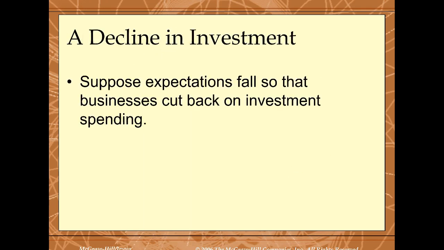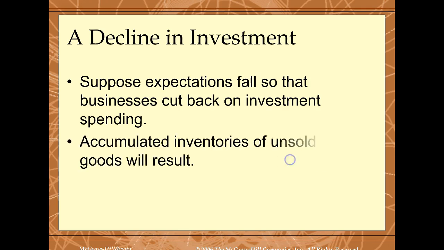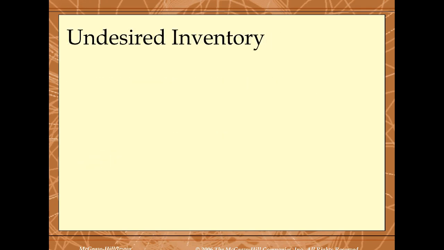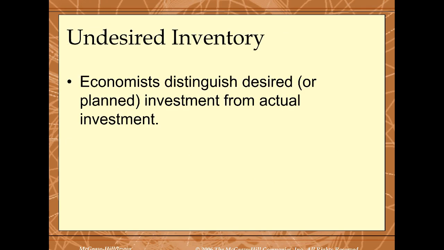So let's give an example. Suppose expectations fall so that businesses cut back on investment spending. So let's say they stop plans to build a new plant and equipment. So accumulated inventories of unsold capital will result. If businesses spend less, that means other businesses are going to sell less, because businesses sell to other businesses. And this creates what we call undesired inventory.